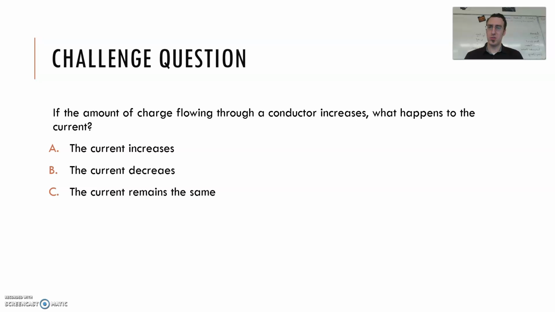So if the amount of charge flowing through a conductor increases, what happens to the current? You might say the current increases, which would be correct. The equation power equals current times voltage means that if I, the current, increases, then so would the amount of charge flowing through it. Well, it's I equals Q over T specifically.